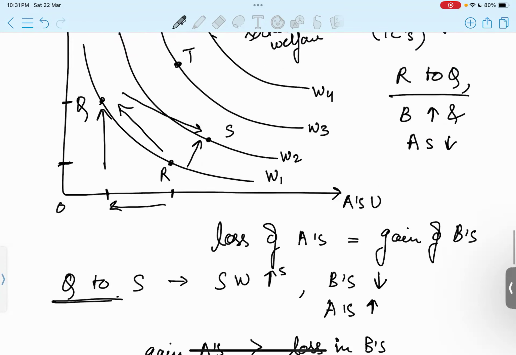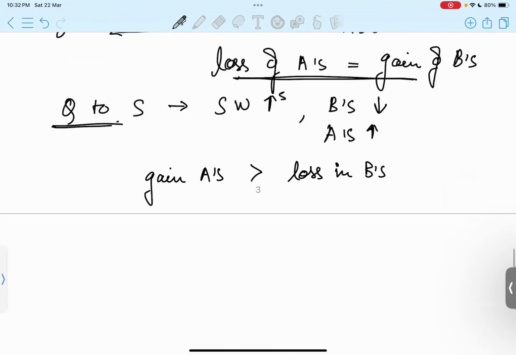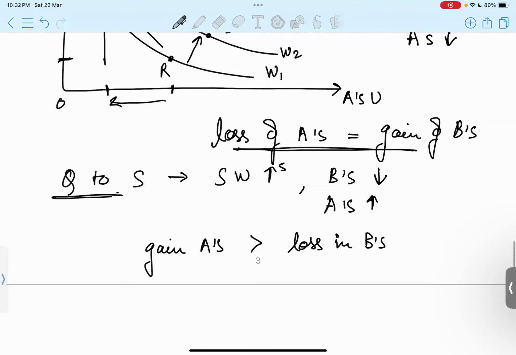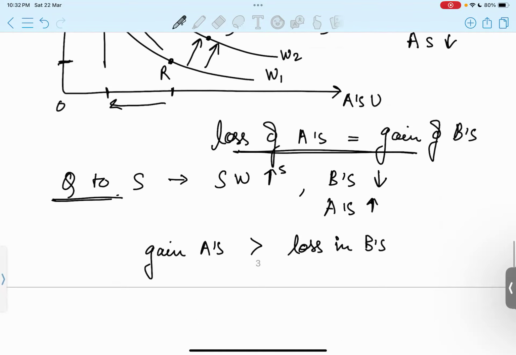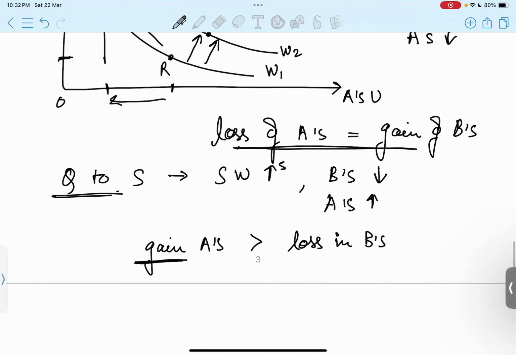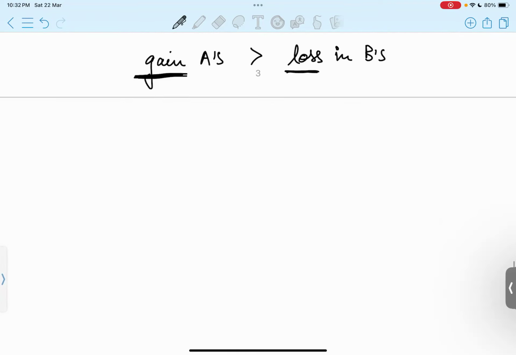Previously, when we were on the same curve, the loss and the gain were equal. So in a way, social welfare was also the same. It was not changing. Now, because the social welfare has increased, as we have moved to a higher IC, the gain is greater than the loss. Then only can we say that social welfare has increased. That is why here the gain and loss are not equal. So what is the significance of the social welfare function?